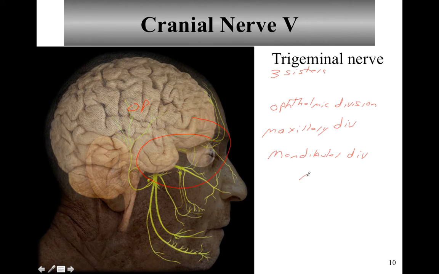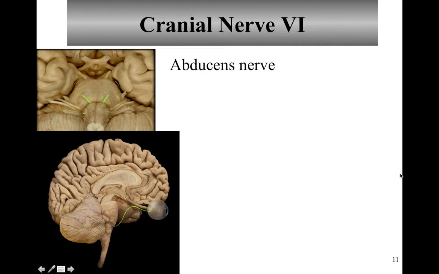There's also the motor part of that, which is to the muscles of mastication and muscles in the floor of the mouth. Cranial nerve 6, abducens nerve. That's primarily motor, and abducens has motor impulses that move the eyes. Some sensory, once again, as proprioceptors.